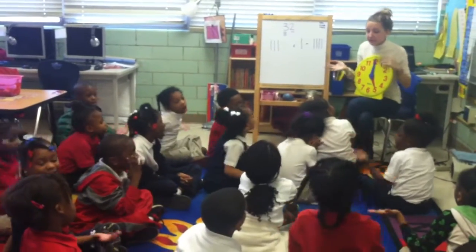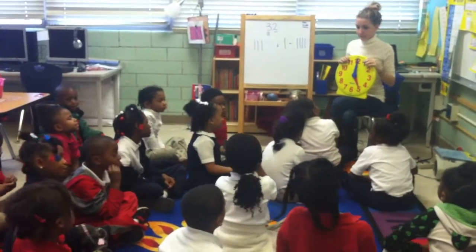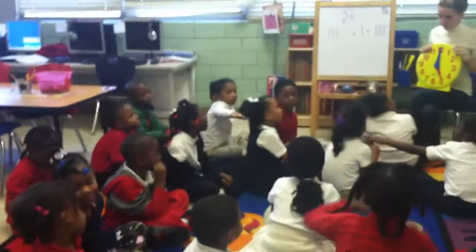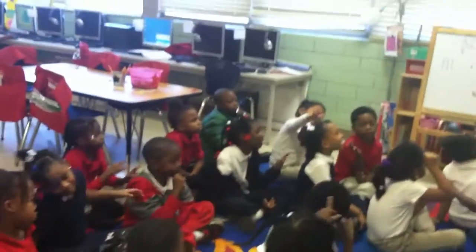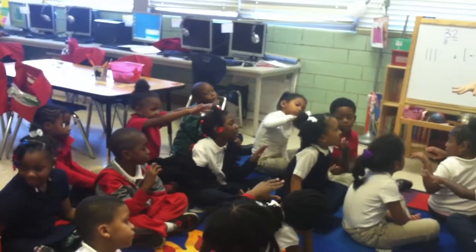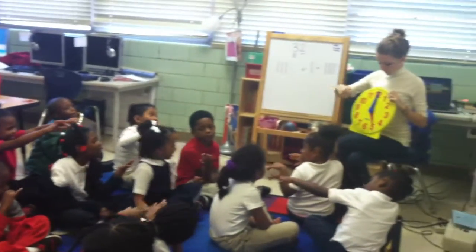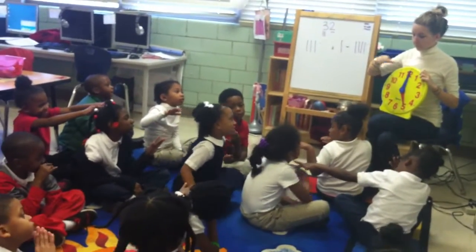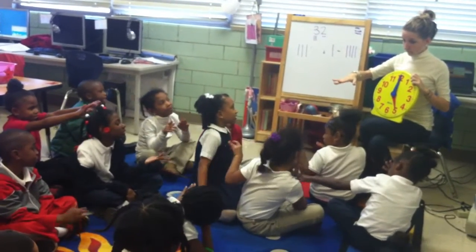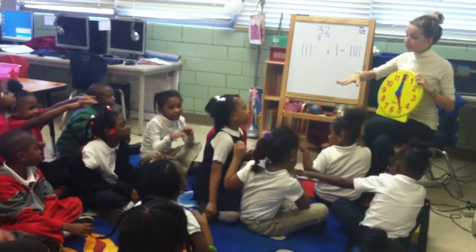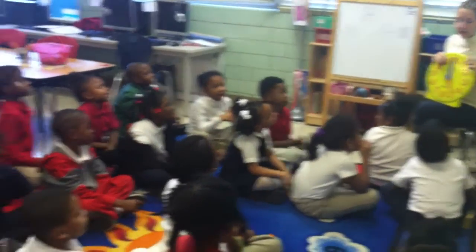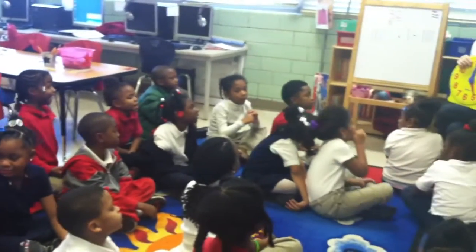How did you know? I knew it was 5 o'clock because the minute hand was on the 60, which is on the 12, and the hour hand is on the 5. Let's say Juliana. Juliana. You're awesome. You got it right, my dear.